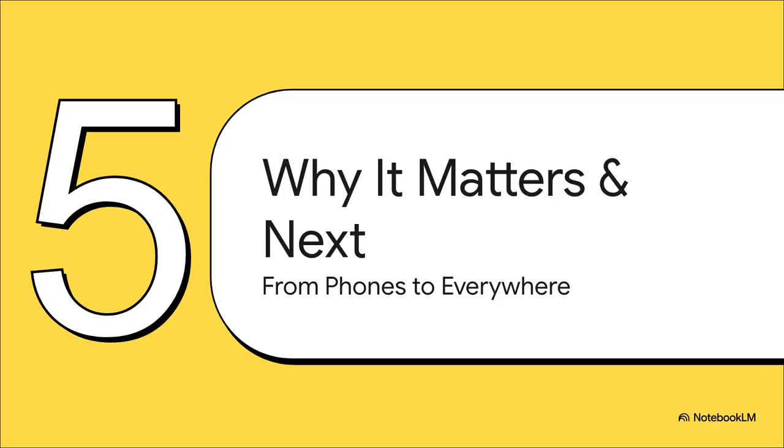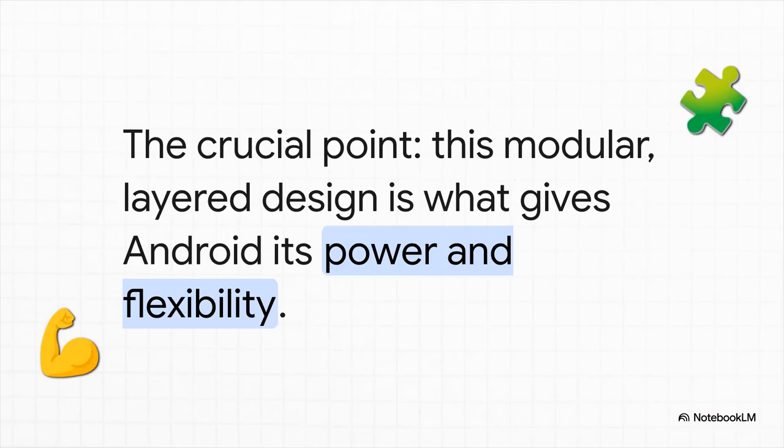Whew, okay. We have covered a ton of ground, from tiny little code snippets all the way up to the entire operating system. So let's zoom out one last time and talk about why all this stuff actually matters. If you take one thing away from this, let it be this. The whole system is designed to be modular. Having separate building blocks, having a layered architecture, separating code from content, this is Android's superpower.